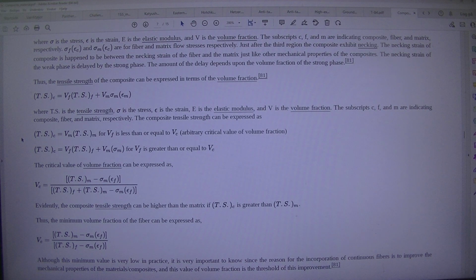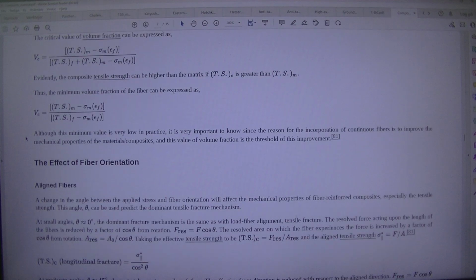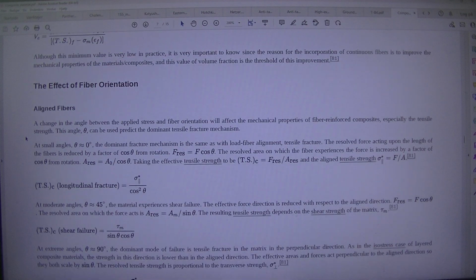The effect of fiber orientation. Aligned fibers. A change in the angle between the applied stress and fiber orientation will affect the mechanical properties of fiber-reinforced composites, especially the tensile strength. This angle can be used to predict the dominant tensile fracture mechanism. At small angles, the dominant fracture mechanism is the same as with load fiber alignment, tensile fracture.